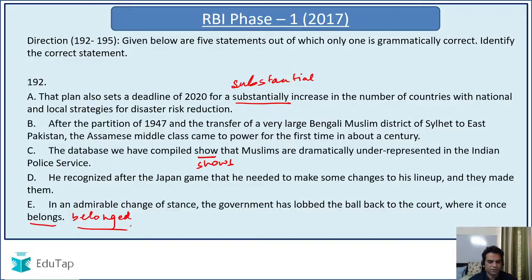So now the choice is between B and D. He recognized after the Japan game that he needed to make some changes to his lineup, and he made them. Not "they made them," but "he made them." So I think the grammatically correct sentence here is option number B, guys.